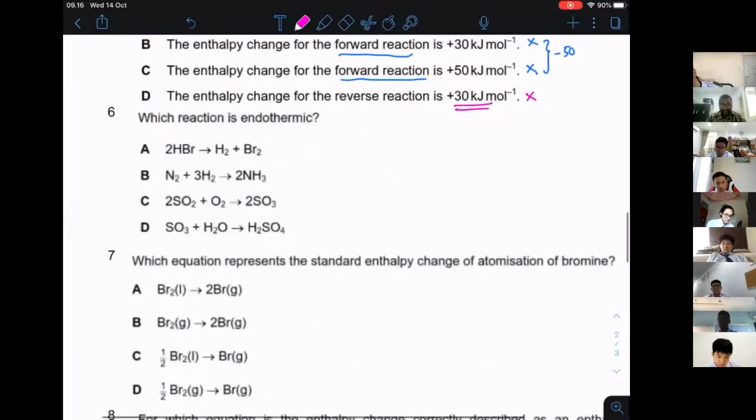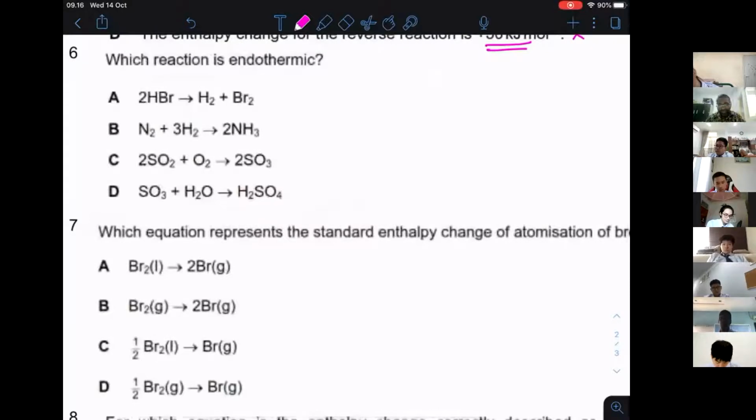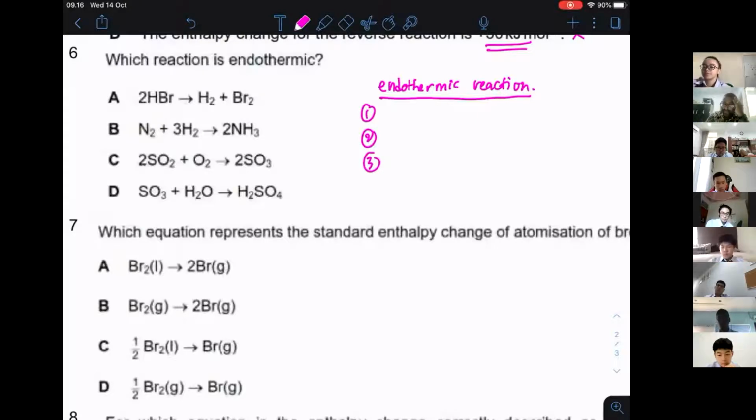But anyway, number 6, which reaction is endothermic? In order to answer this question, I want you to recall endothermic reactions, not the enthalpy, the ones that we actually learned under endothermic. Can you give me 3 examples of endothermic reactions? Let's see, Dylan, can you help me with 3 examples of endothermic reactions?